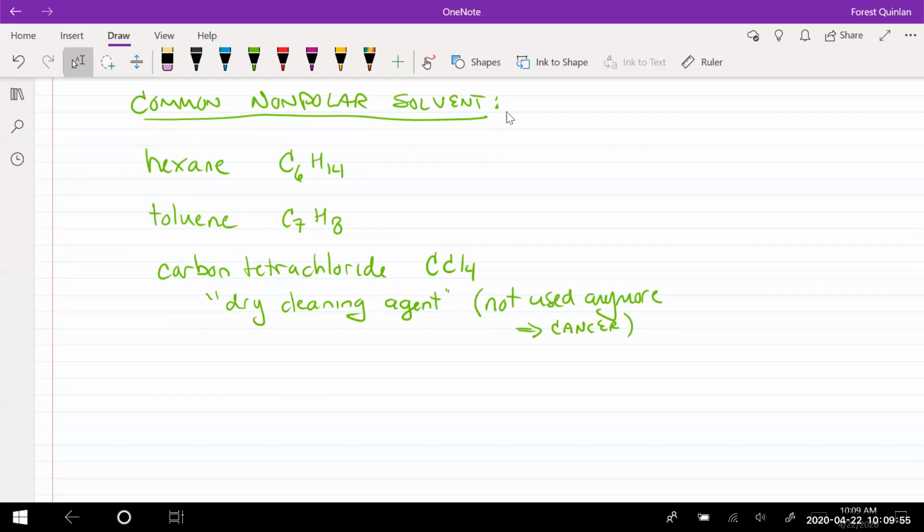Is that cadmium 14 or CCl4? CCl4, carbon tetrachloride. Remember the naming? So you're going to have 4 chlorines. I'll write it a little more clearly. I don't know if that helps. I don't like that L.